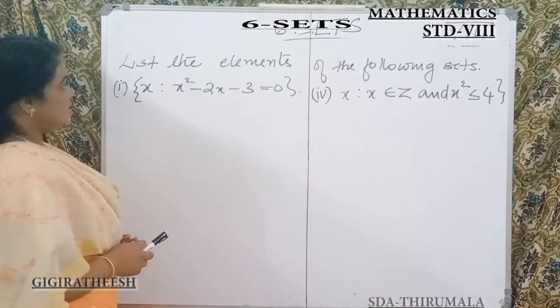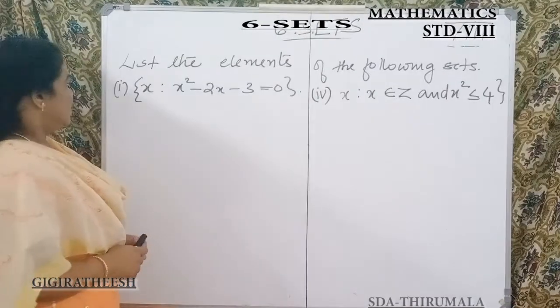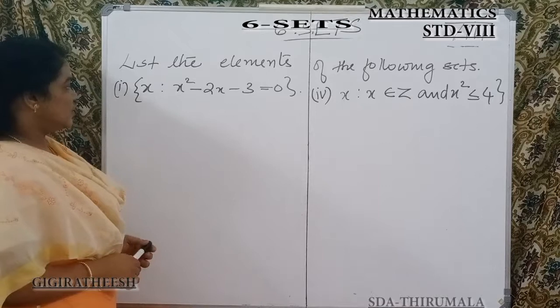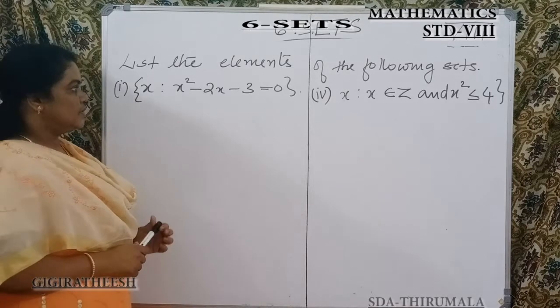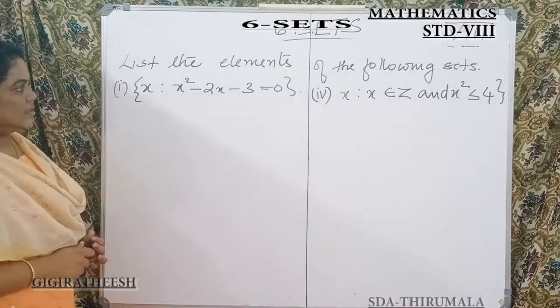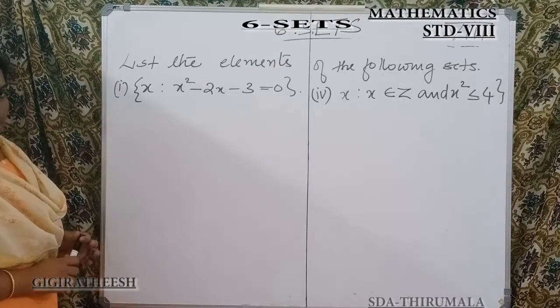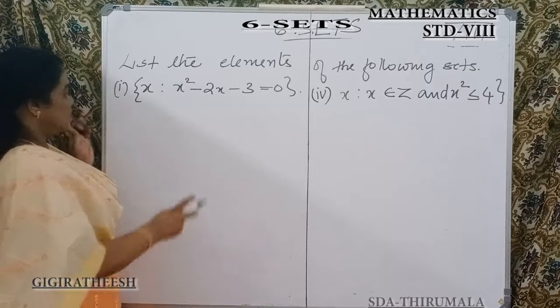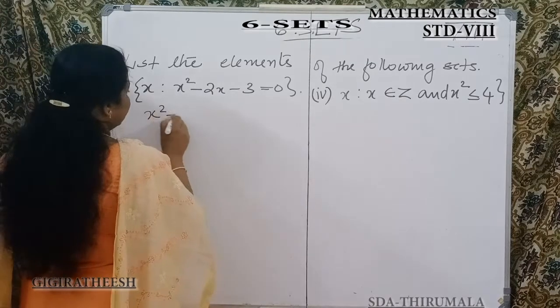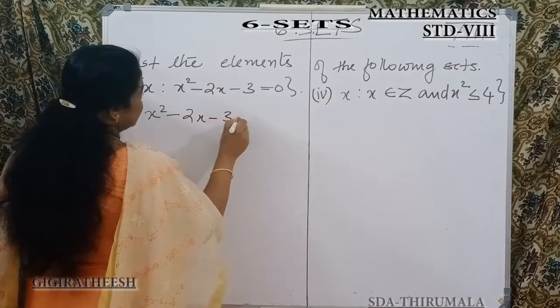Next, let's see the elements of the following sets. The first question is: x such that x square minus 2x minus 3 is equal to 0. Again, this is a quadratic equation. We want to solve this and find the factors of this quadratic equation. The quadratic equation is x square minus 2x minus 3 is equal to 0.